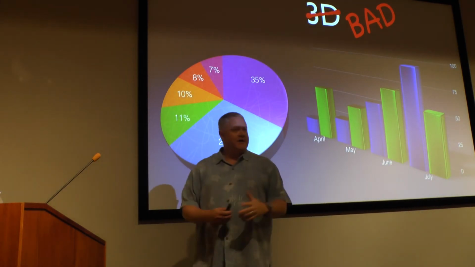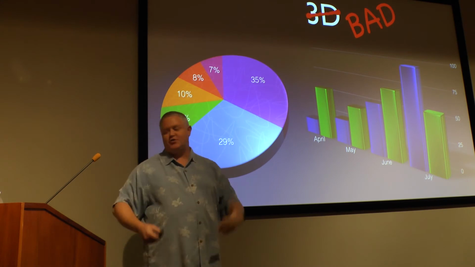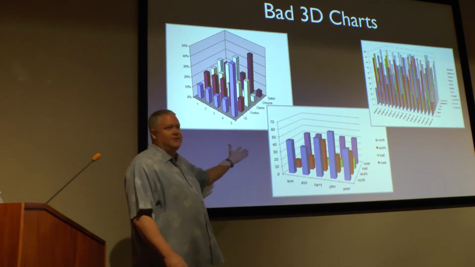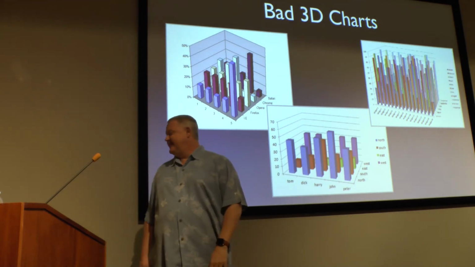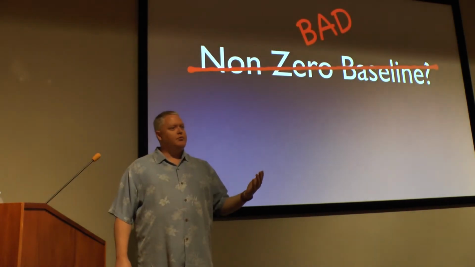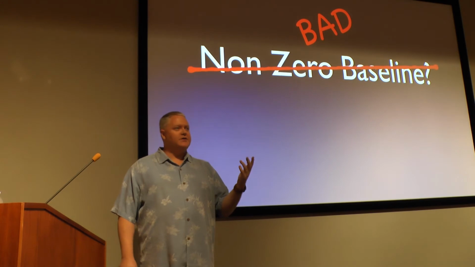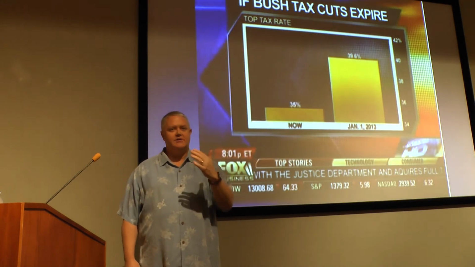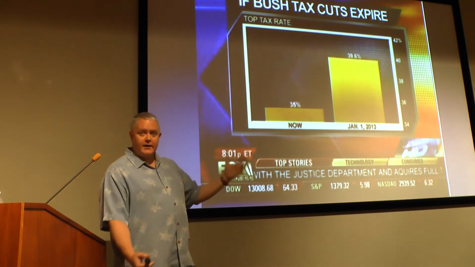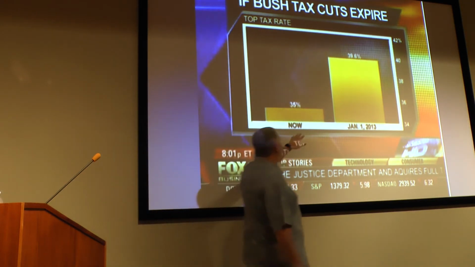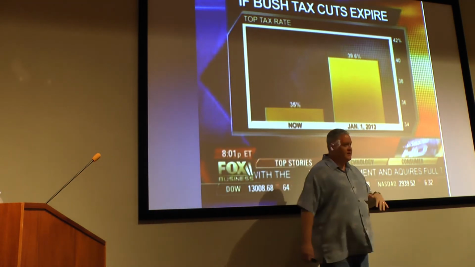It looks bigger because of the perspective skew of making it towards your direction, right? Don't design 3D charts like this. Just don't do it. Anybody know what a non-zero baseline is? Non-zero baselines are when the y-axis doesn't start at 0, right? And so the chart is correct. Right, it's showing comparison between 35% and 39.6%.